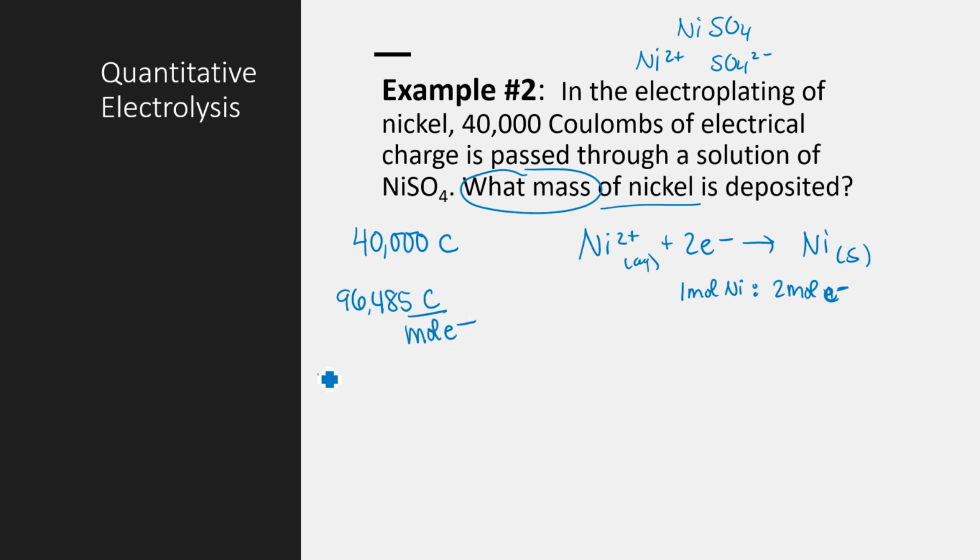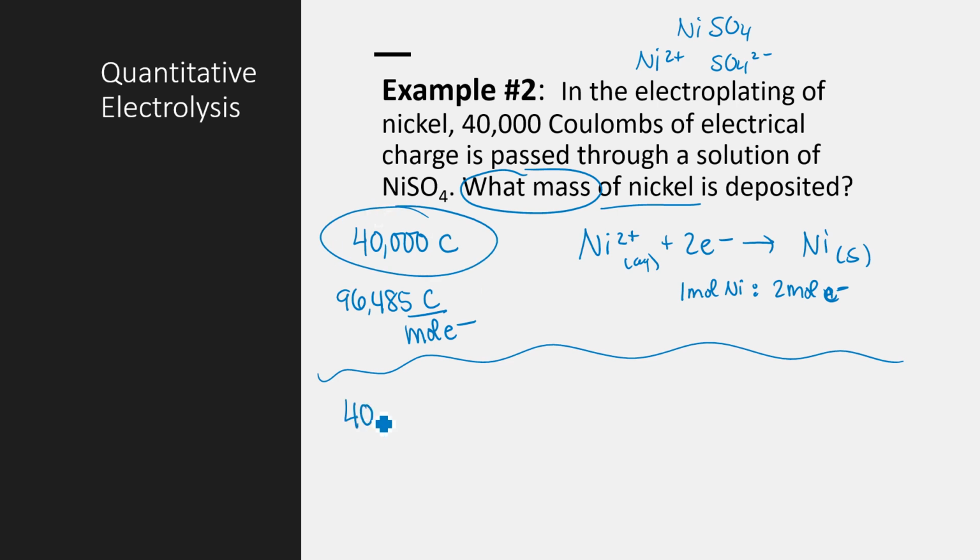Okay, so let's start working through this. Again, I'm going to start with my one value that is not a ratio. It's just a number by itself, which is this one, 40,000 coulombs. And then what can I do with that? Well, I know the relationship between coulombs and moles of electrons. So there's 96,485 coulombs per every 1 mole of electrons. So if I were to stop here, my answer would be in moles of electrons.